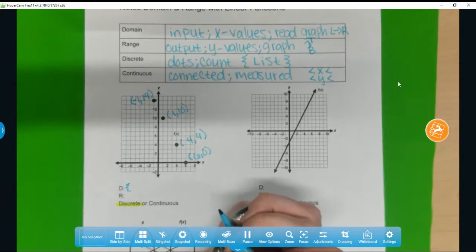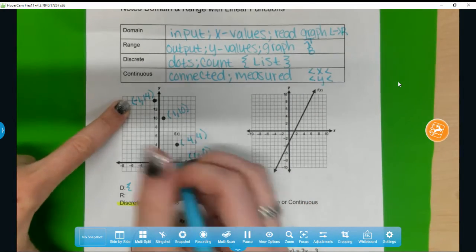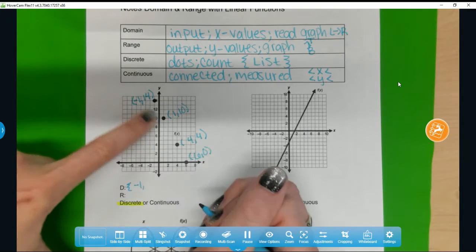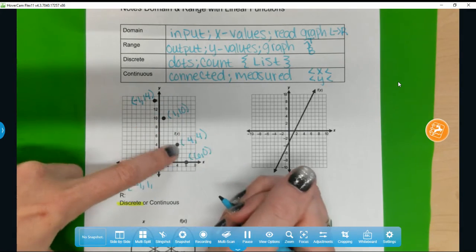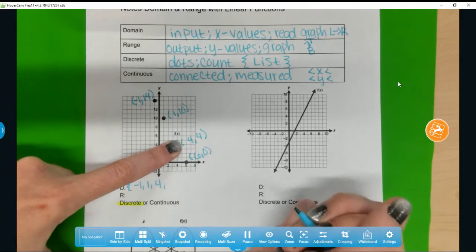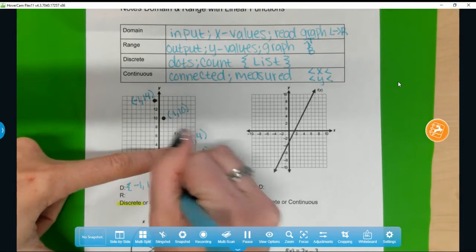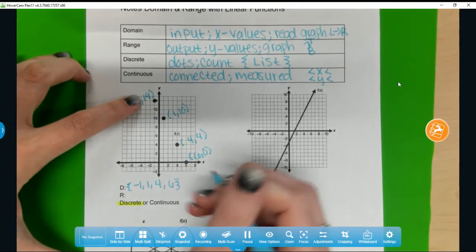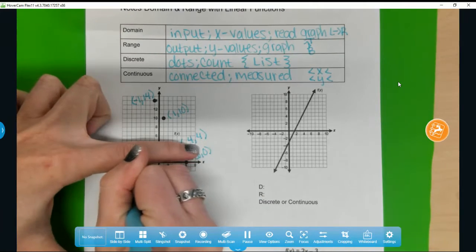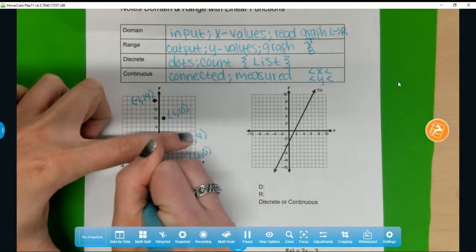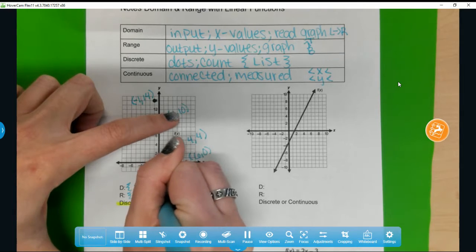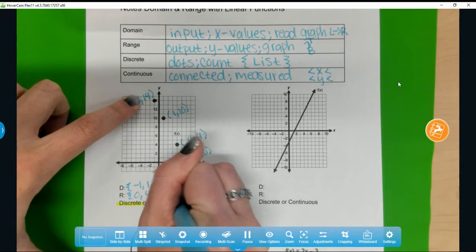Alright, so for our domain, it's all the x values, starting with the one furthest to the left. So -1, 1, 4, 6. The range is going to be the y values, starting at the bottom. So 0, 4, 10, 14.